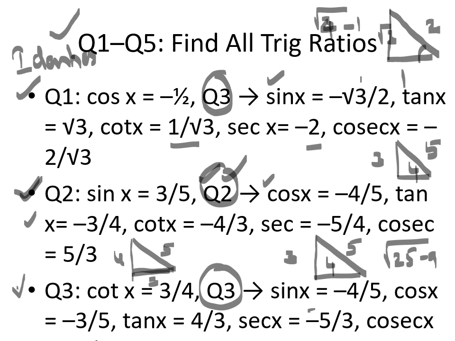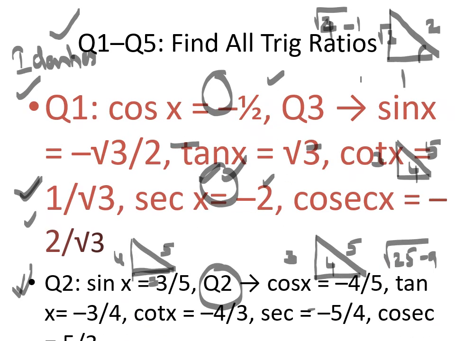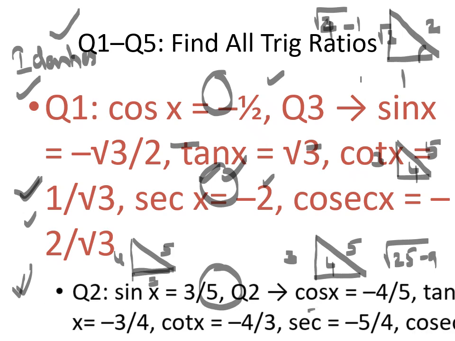When you come to question number 3, cot x is given and it lies in quadrant 3. Cot x means adjacent side is 3 and opposite side is 4. So 3 and 4, you can find the hypotenuse, that means 5. You can then write all the other trig functions. So question number 1, question number 2, question number 3 are done, and 4 and 5 you can do in the same way.